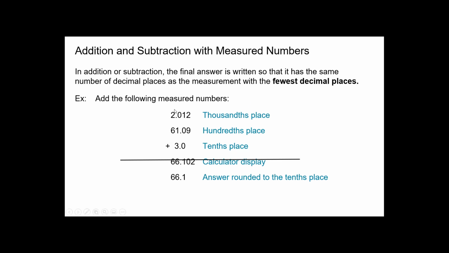So here we have, let's take a look here. We have 2.012. This ends in the thousandths place. 61.09 ends in the hundredths place.